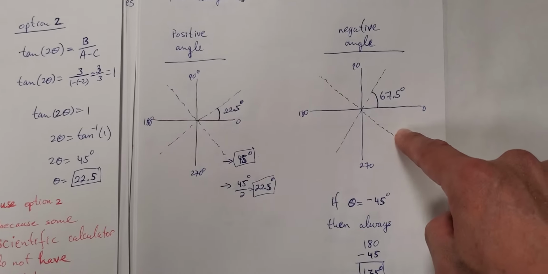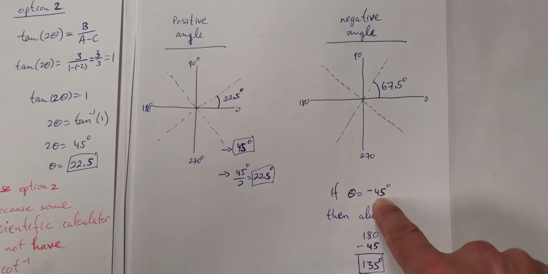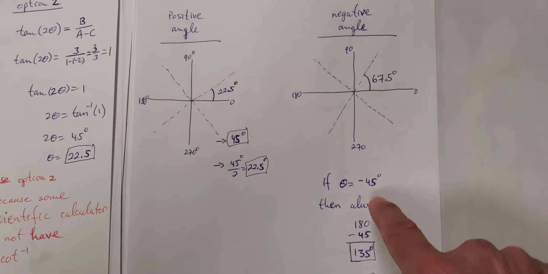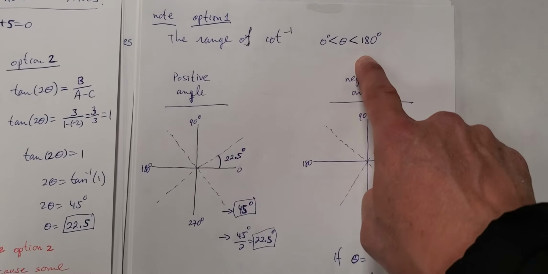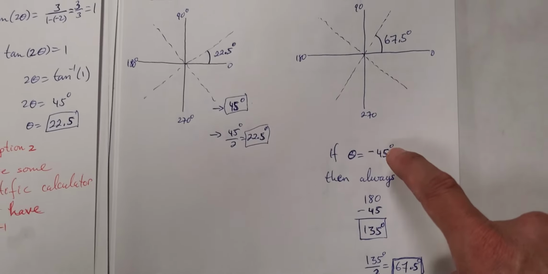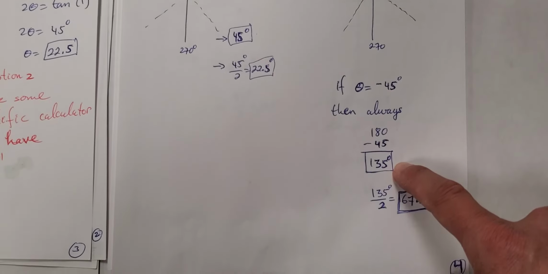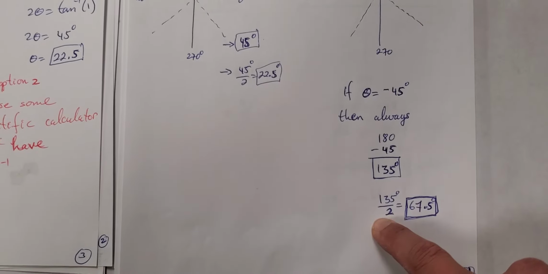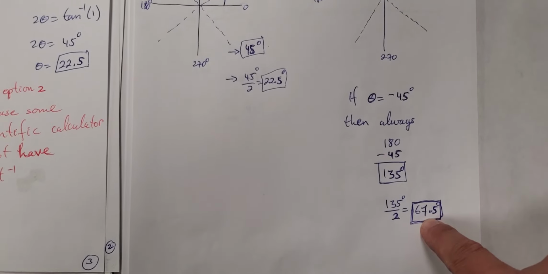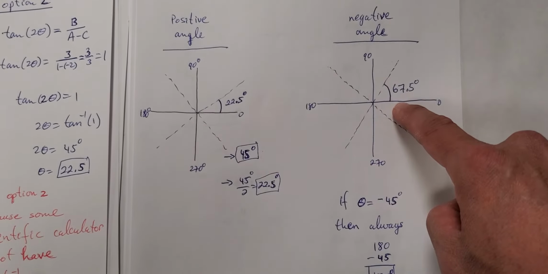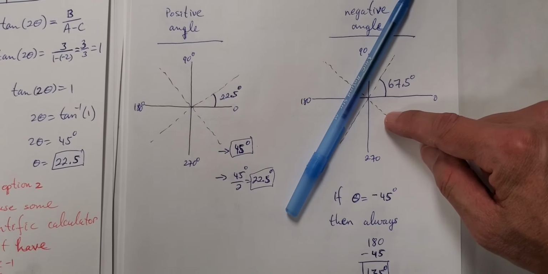However, if your angle is negative, again, I'm just making up this number, you must subtract from 180. Why 180? Because your range is from 0 to 180. So if your angle is negative, you must subtract from 180, which gives me 135, and then divide by 2. This angle, 67.5, is the actual angle that we need where the axis has been rotated. So here's my axis, rotated 67.5.